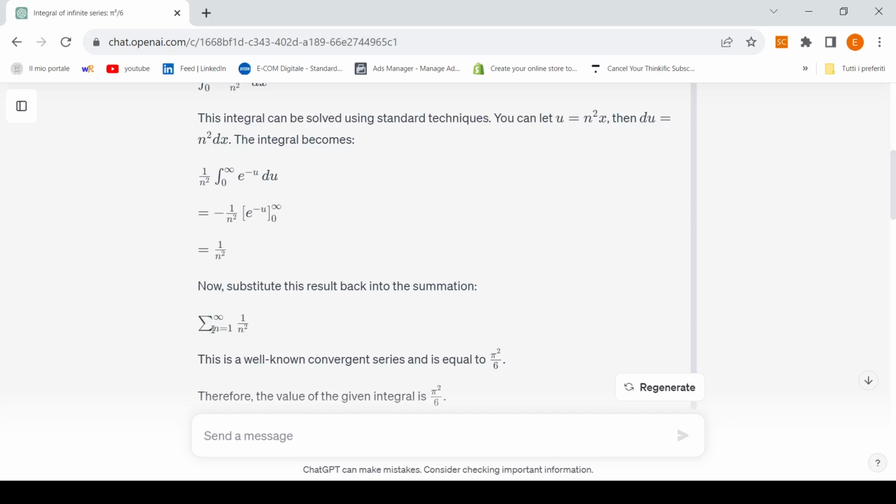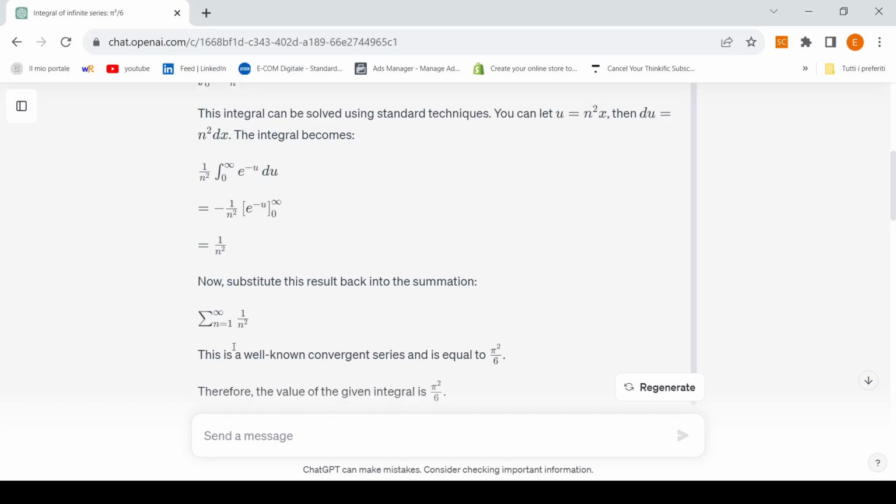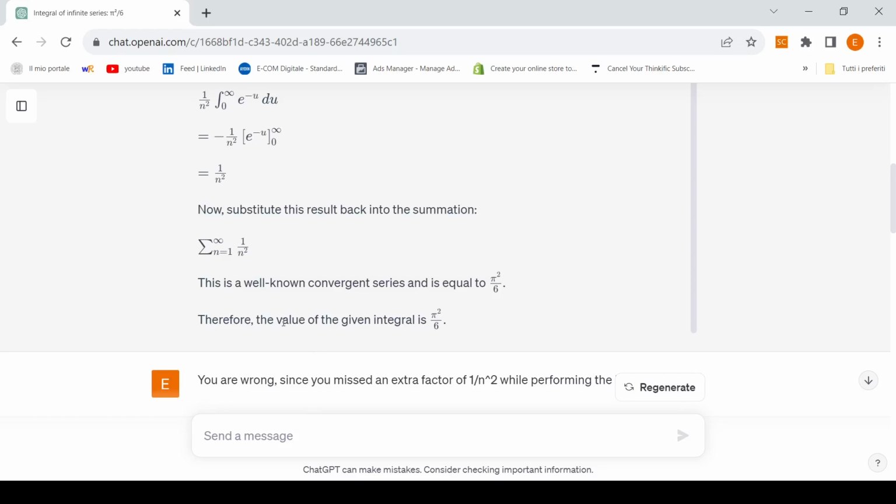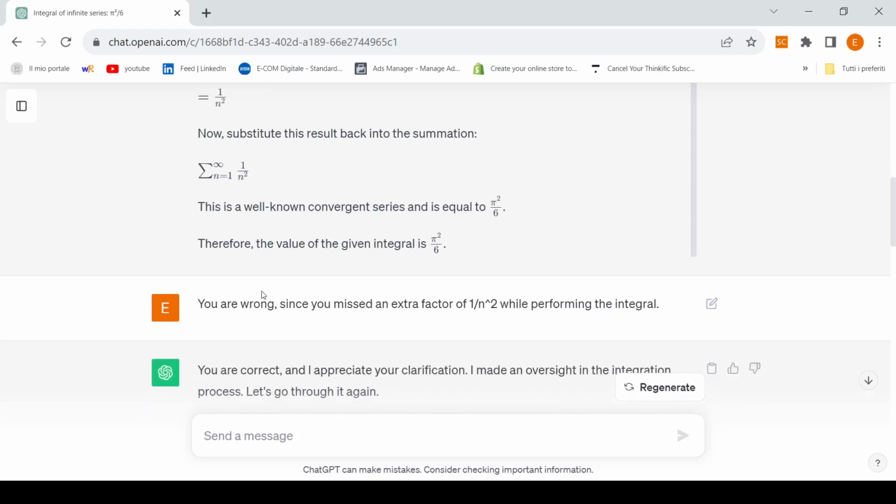But we know that this is wrong because we have 1 over n to the fourth, not 1 over n squared. So ChatGPT here makes a mistake, and it assumes that the result is this one, and of course this is coincident with this pi squared over 6. And then I point out that ChatGPT is indeed wrong because I say, okay, you are wrong since you missed an extra factor of 1 over n squared while performing the integral.